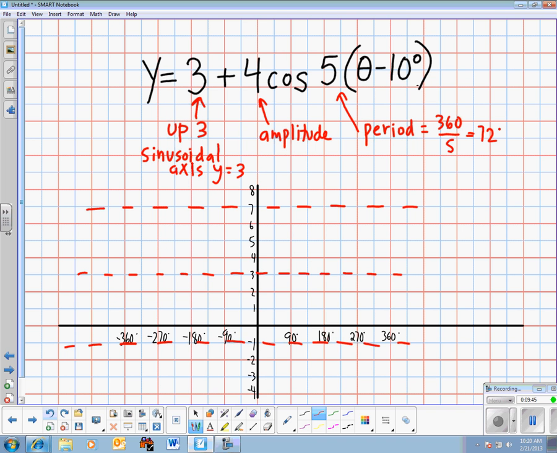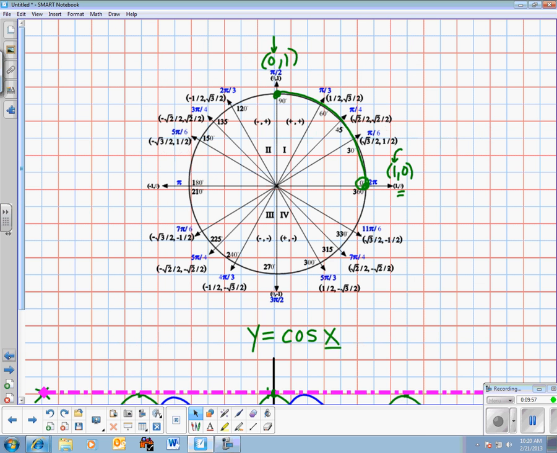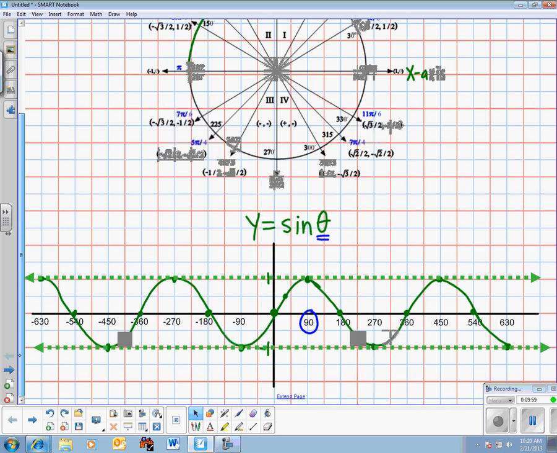To find the new period of the graph, you take 360, which was the original period of the graph, and you divide it by that number that's right in front of the parentheses. The period is how long it takes for your graph to make a full revolution and start repeating itself.